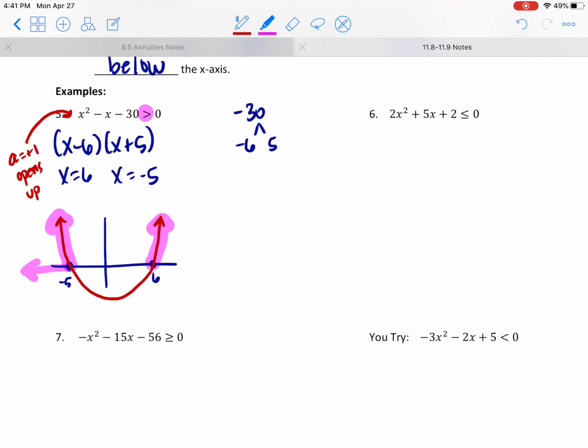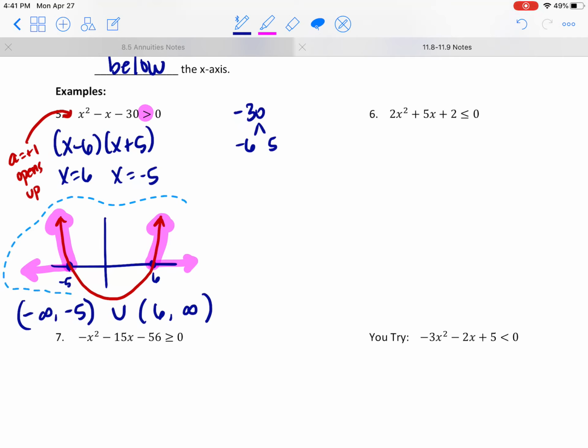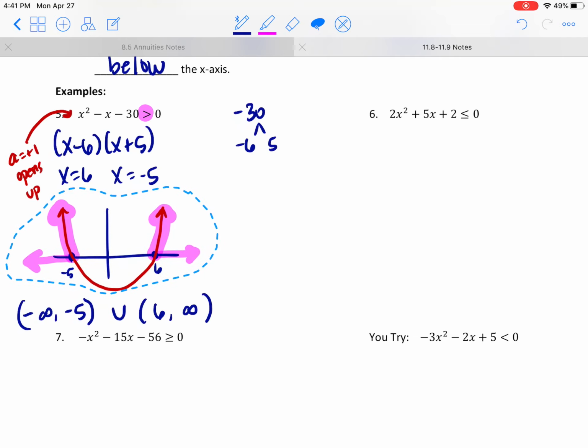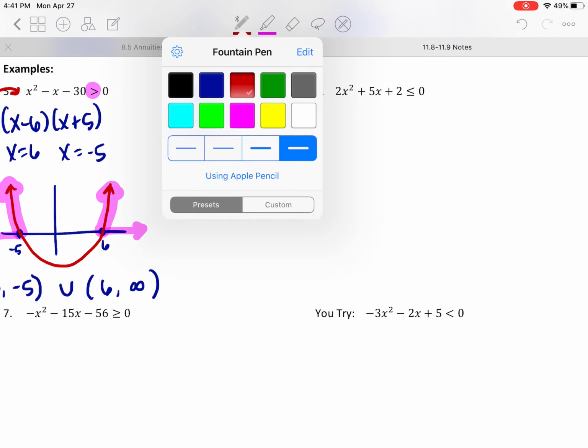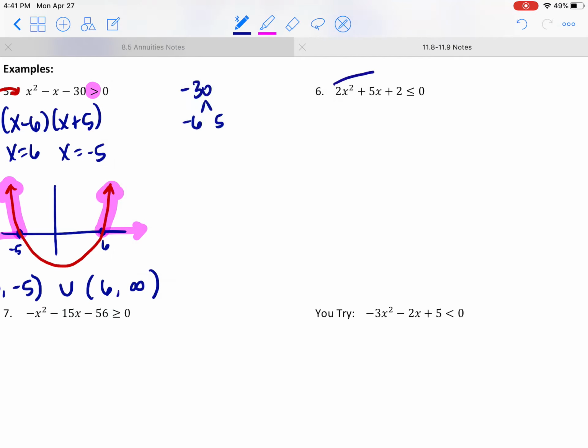So now I can try to answer the question. The question was, where is this thing greater than 0? That is, where is it above the x-axis? That is this interval and this interval. So this interval corresponds with these x's, and this interval corresponds with these x's. So our solution is going to be the set of values going from negative infinity to negative 5, and no equal on the inequality means we're going to use a parenthesis here, and we are going to unite that with this interval, which starts at 6 and goes to positive infinity. That is our solution set for this inequality.